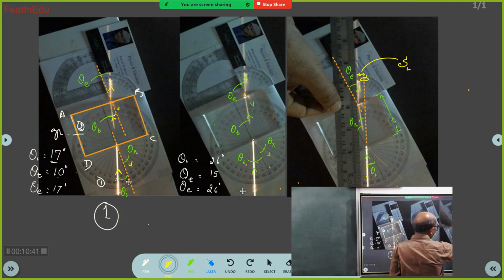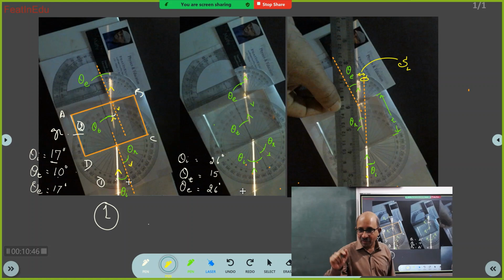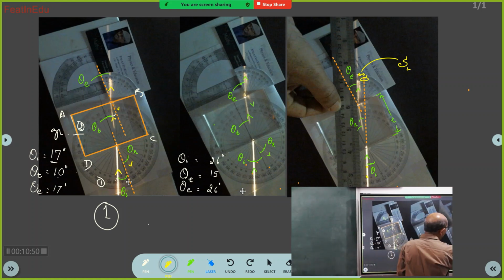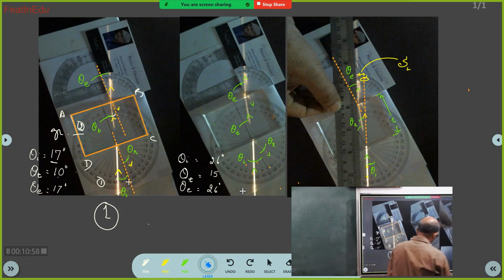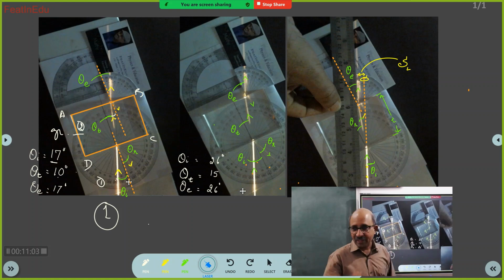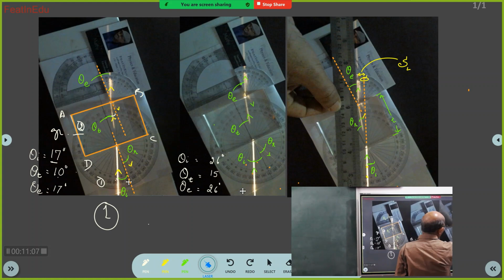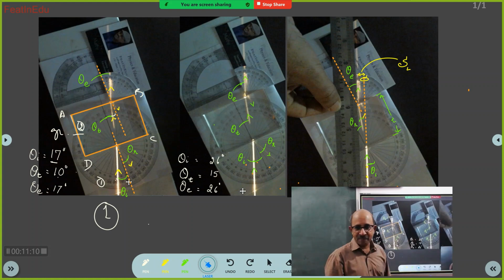So your eye was here and without the glass slab you are seeing only 1 pin. Correct? Now when you place the glass slab, the ray from this pin is not traveling in this direction. So what will you see here? If I keep the glass slab, how many pins will you see? One, zero, none, sir.